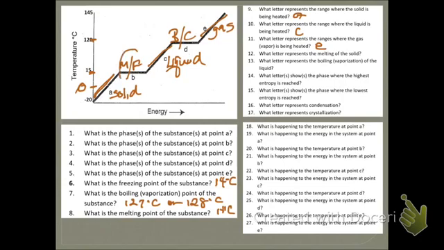What letter represents the melting of the solid? Here is where melting and freezing occurs. So that would be B. What letter represents the boiling of the liquid? Boiling and condensation is here. So that would be D.